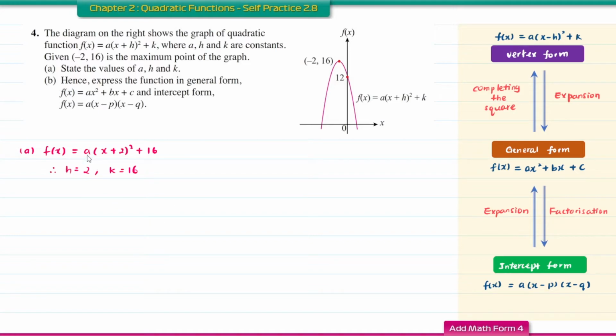Now, to find the value of a, I'm going to insert the coordinates of any point that I know from the quadratic graph here. In this case, I'm going to choose the y-intercept because I know the coordinate is 0, 12. So when x is equal to 0, you're going to have f of x equal to 12. So I'm going to substitute these coordinates into the vertex form that I have here, at the point 0, 12.